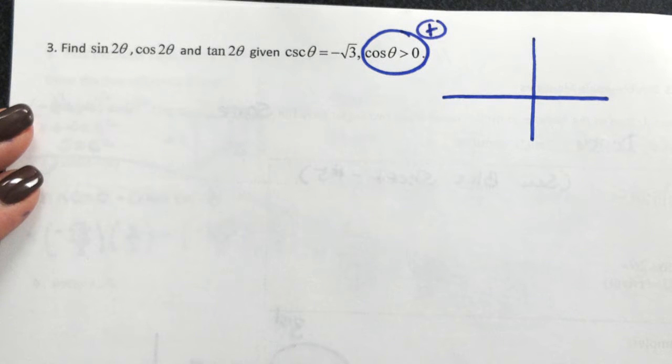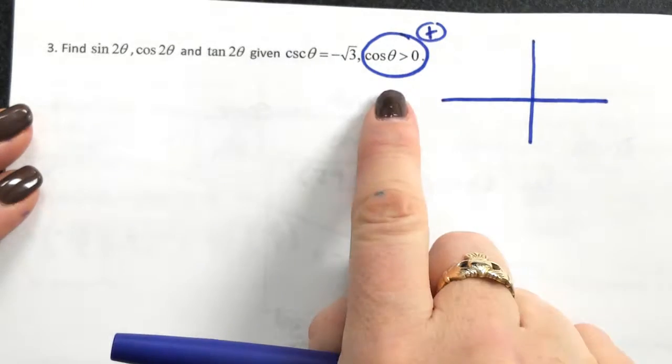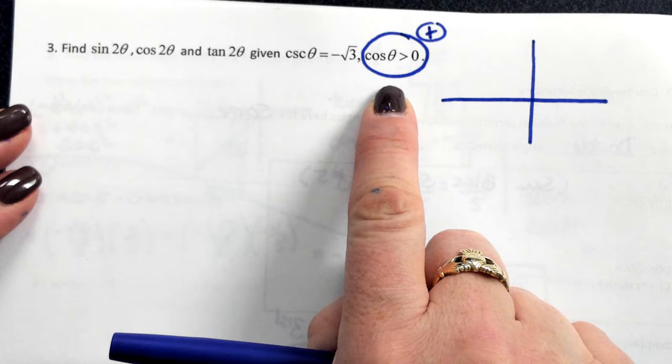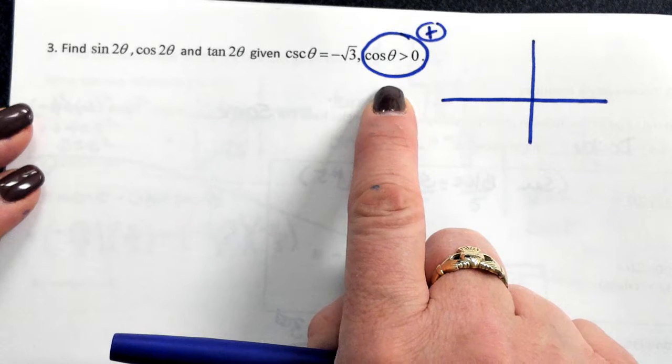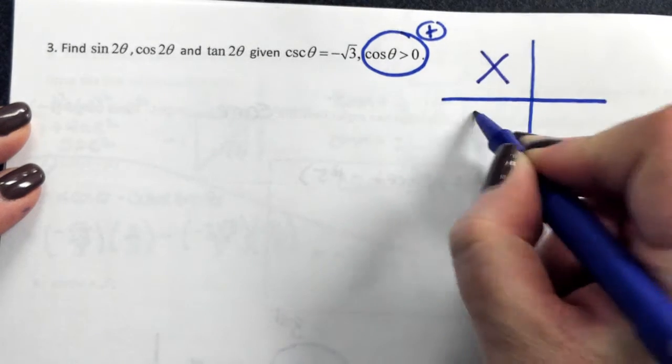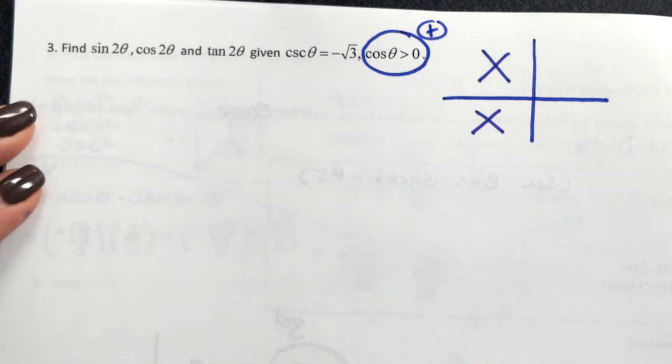So going back to your All Students Take Calculus, where is cosine positive? Cosine's positive where? Quadrant 4 and quadrant 1. So I know right away I cannot be located in quadrant 2 or quadrant 3.